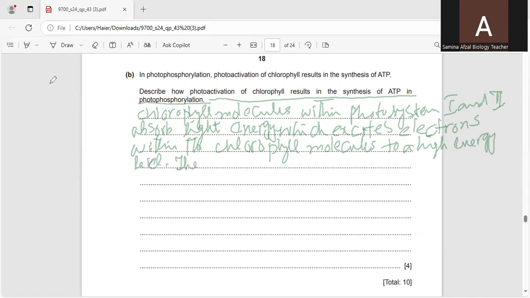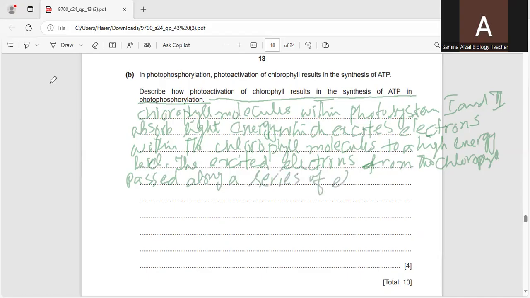The excited electrons are ejected from the chlorophyll and passed along a series of electron carriers, simply I would like to say electron transport chain, ETC, in the thylakoid membrane.